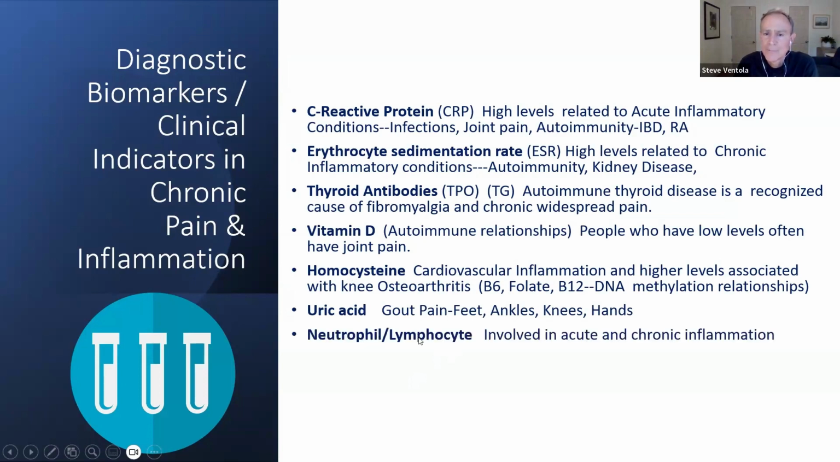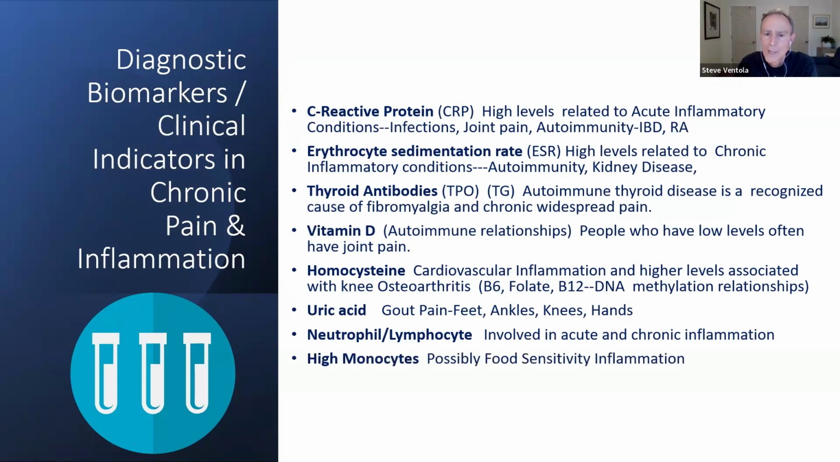Neutrophils and lymphocytes. These are involved in acute and chronic inflammation. So there's ratios between the two, but those are white blood cells. And if your body's actually weathering, say, an infection, which can cause inflammation, which can maybe make your whole body feel sore.